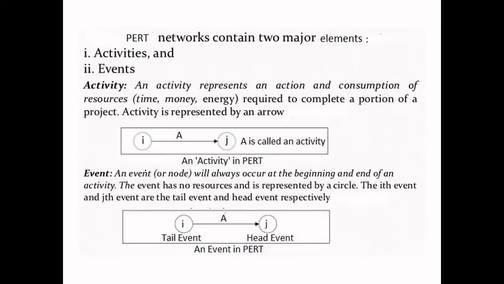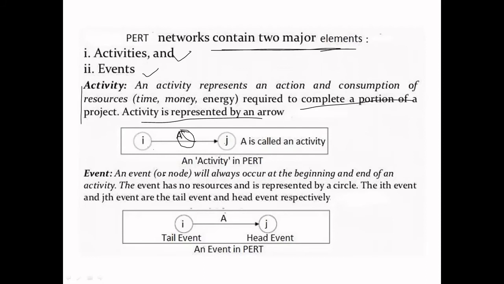Don't worry. Look here. A PERT network contains two major elements: activities and events. What is an activity? An activity represents action and consumption of resources, such as time, money, and energy, required to complete a portion of a project. An activity is represented by an arrow. So here A is an activity, but there are two events, I and J.